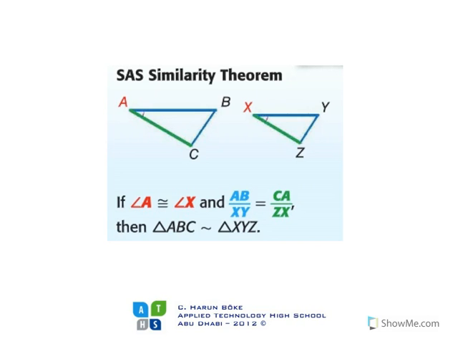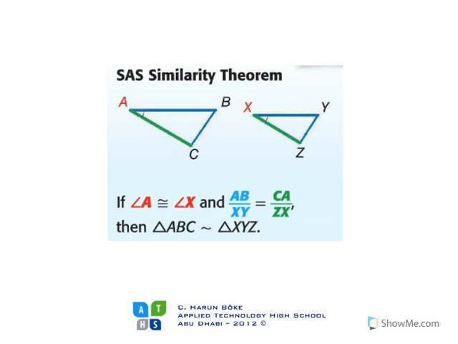In this video, we are going to talk about the side-angle-side similarity theorem. Now, to show two triangles to be similar by using the side-angle-side similarity theorem, all we have to do is to find two congruent angles, one in each triangle, and to show that their corresponding arms are proportional, as in here.